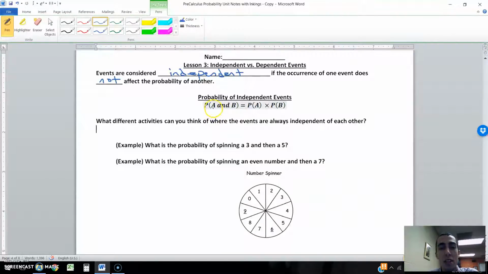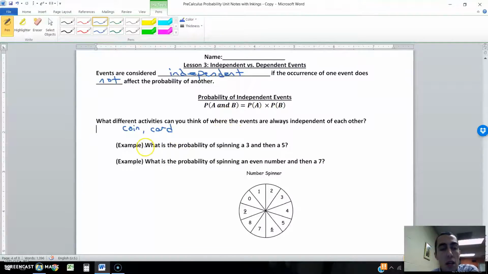The probability of events A and B happening can be found by finding the probability of each event and multiplying them together. Some activities where the events are always independent of each other are tossing a coin and drawing a card from a deck. In fact, most events we could think of would probably fall inside the independent events category, unless there was something about the structure of the problem that led us to think that the probability of the second thing happening was affected by the first event happening. And we're going to see an example of that later on.